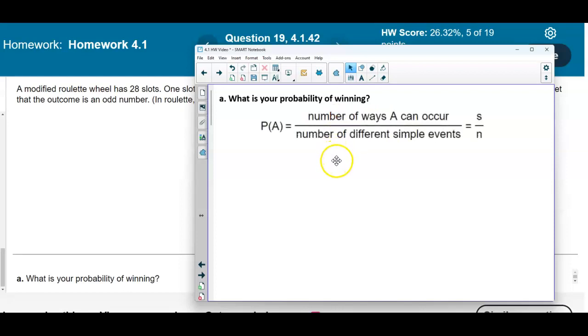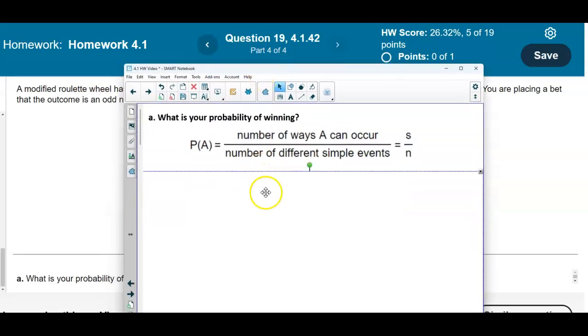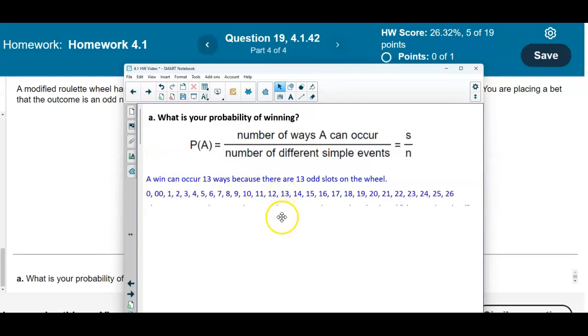Well, remember here, the probability of event A occurring is the number of ways A can occur divided by the number of different simple events. So what we want to determine is, if we want to get an odd number out of these 28 slots, how many are odd numbers? Well, a win can occur 13 ways because there are 13 odd slots on the wheel.